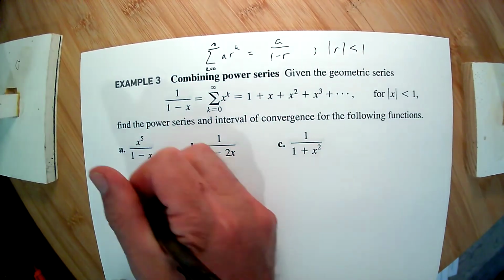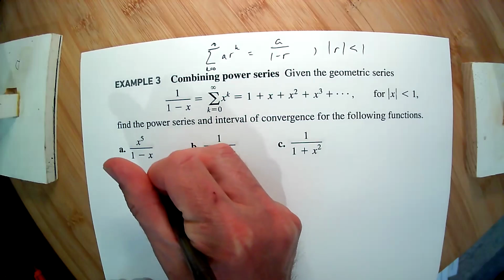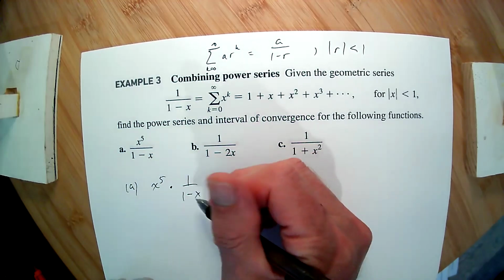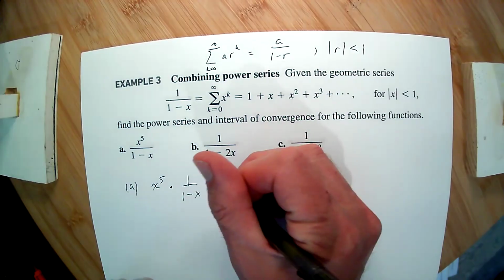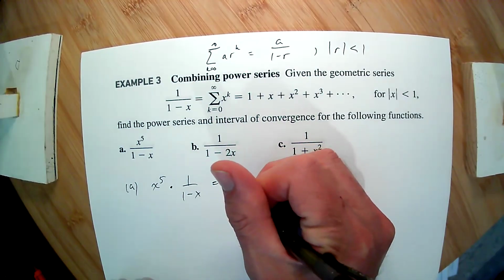So for part A, here's what I want to point out. Look, I can think about this as x to the fifth times 1 over 1 minus x. And now I can simply replace 1 over 1 minus x with this series, okay?